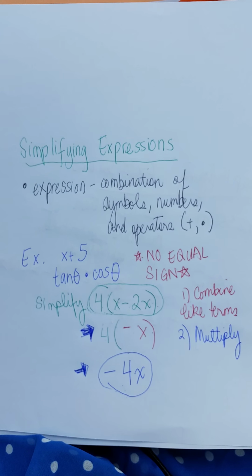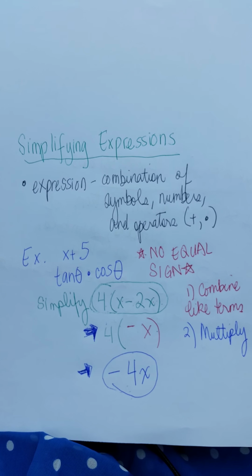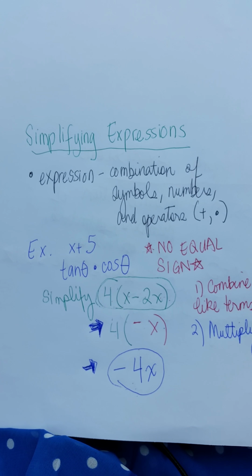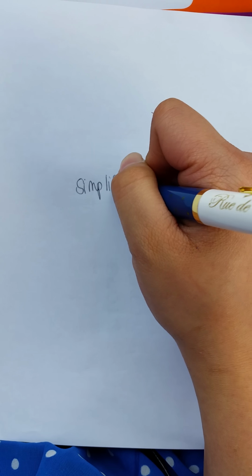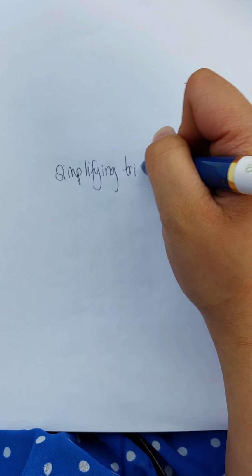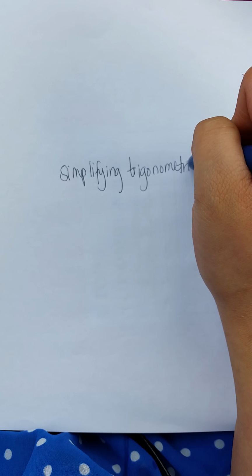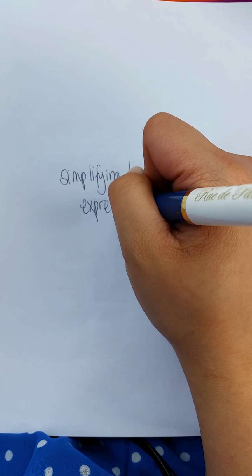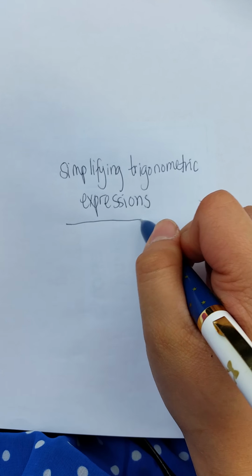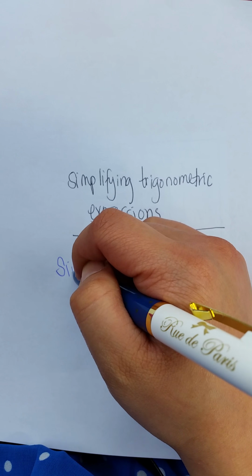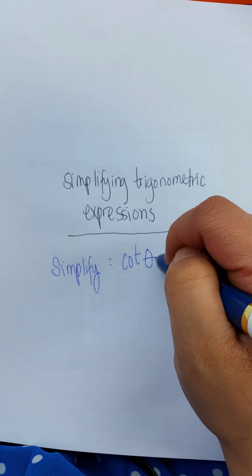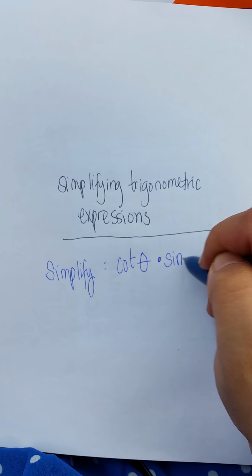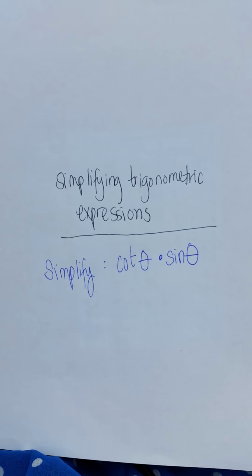Okay, so what does that mean when we simplify trigonometric expressions? So I'll show you an example of simplifying trigonometric expressions. Okay. So let's say I wanted you to simplify cotangent of theta times sine of theta. Okay?